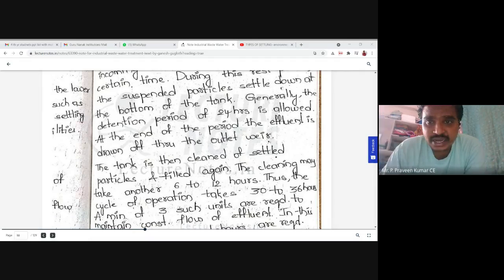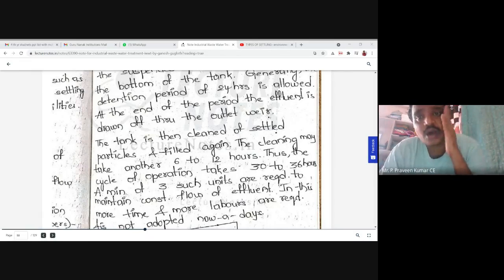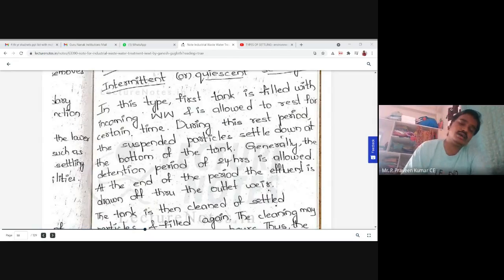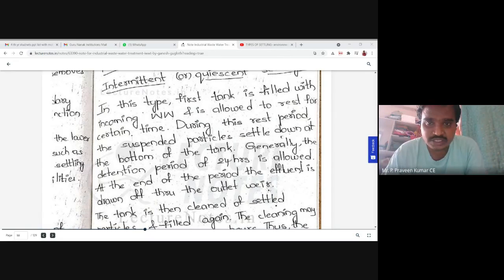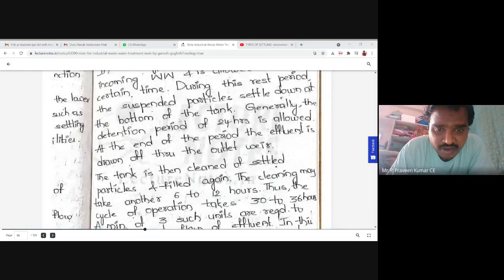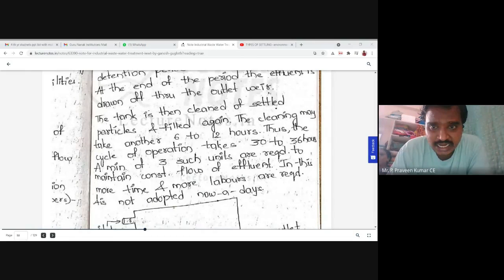At the end of the period, the effluent is drawn off through the outlet. Effluent is nothing but the remaining water, after removing the sludge present in the wastewater, which comes out as outlet. Then the tank is cleaned of settled particles and filled again. After the completion of this process, we need to repeat it, so it is an interchange process. Once the process is completed, new water will come, and again we need to remove different kinds of particles from the fresh sewage.